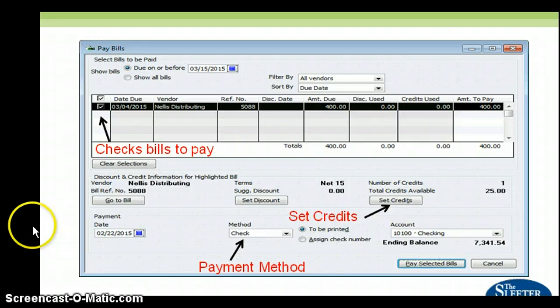And this is a screenshot that shows you exactly how it's to be done, highlighting the credit section and the payment method.